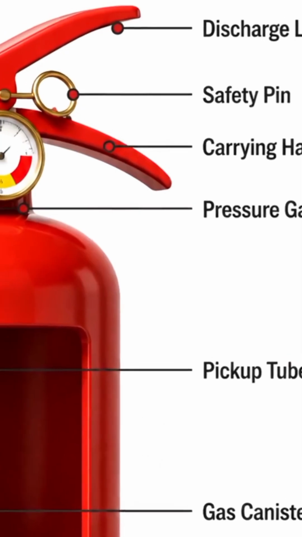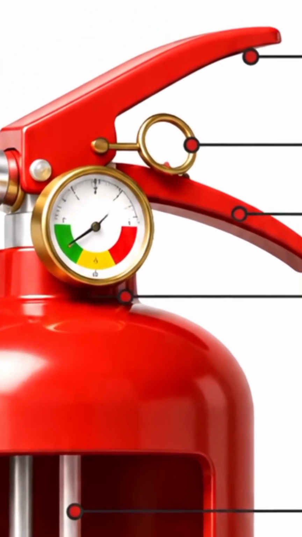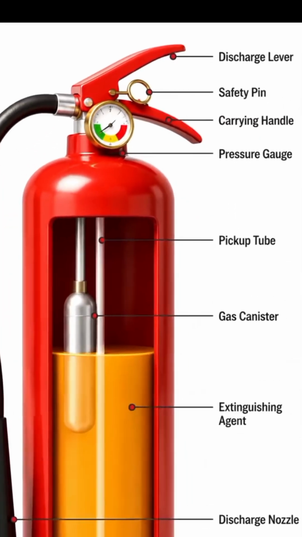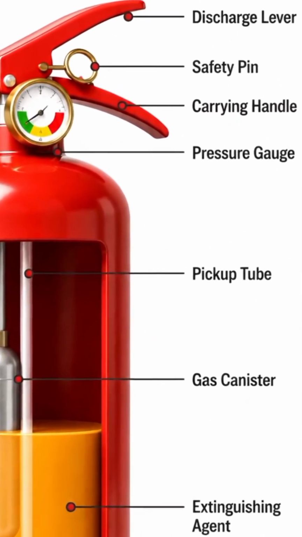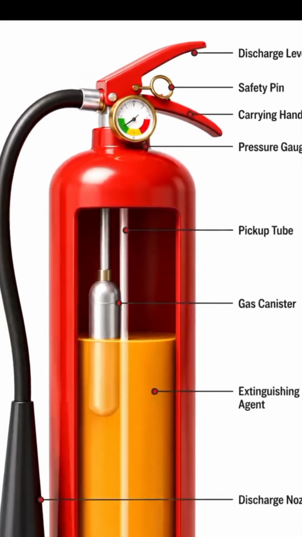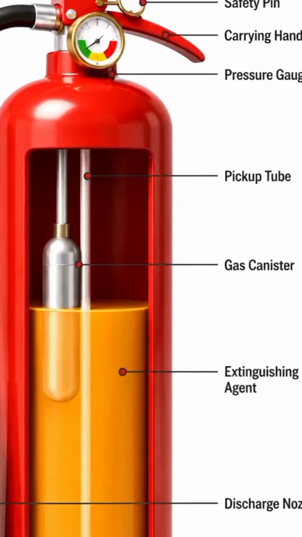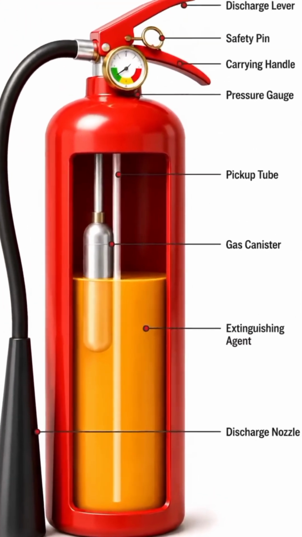At the very top of the device sits the operating mechanism, which includes a carrying handle and a discharge lever. Between these two handles is a safety pin secured by a tamper seal, which prevents accidental discharge. The visual pressure gauge attached to the neck is a critical indicator of readiness. It features a needle pointing to color-coded zones.